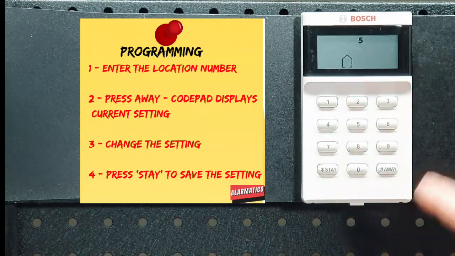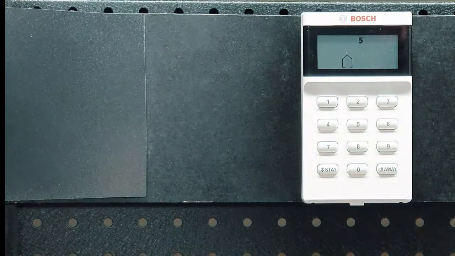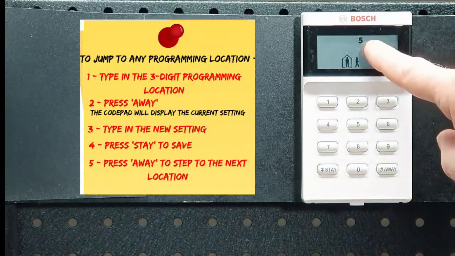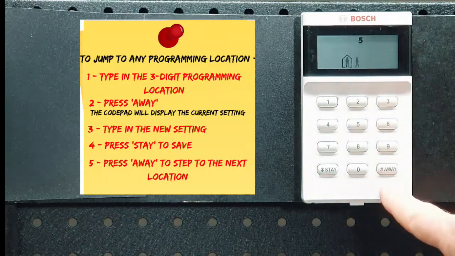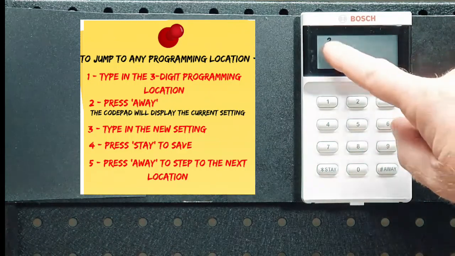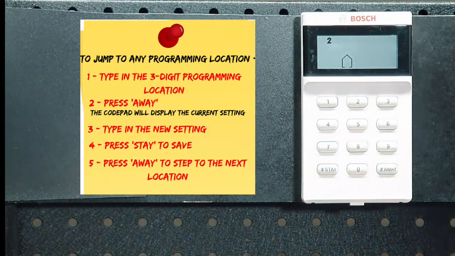Because these locations are sequential, I don't have to jump to 181 and then 182 manually. I can just press the away button and that will step me through to the next location. We're looking at location 181 now. I can step to 182 by pressing the away button. Location 182 shows me that there's a 2. I want to change that to a 6 because I'm changing the code to 5, 6, 7, 8, remember?